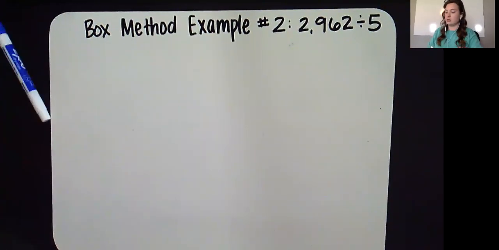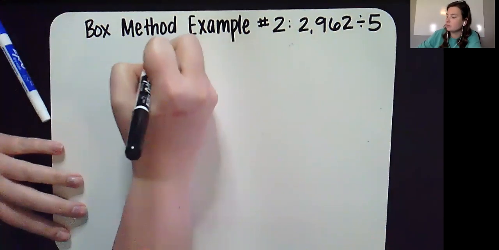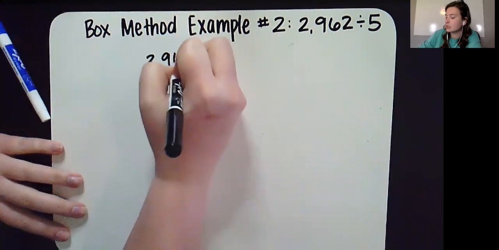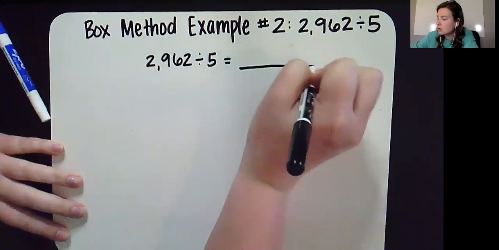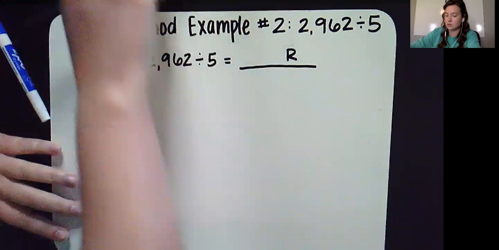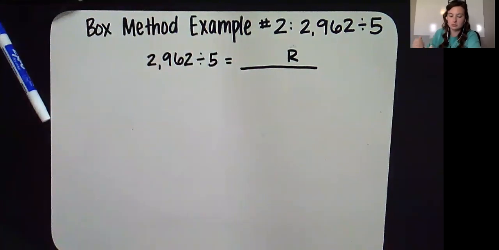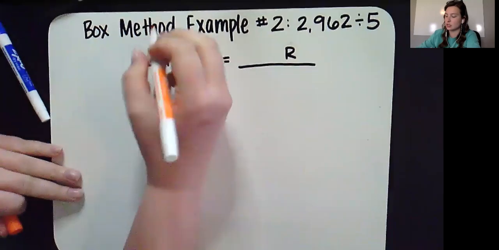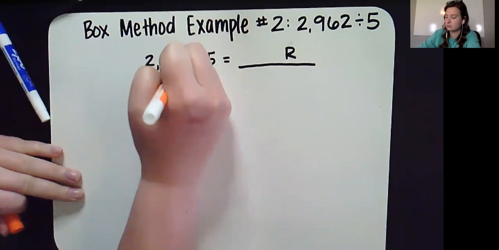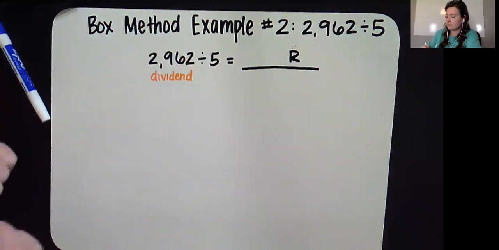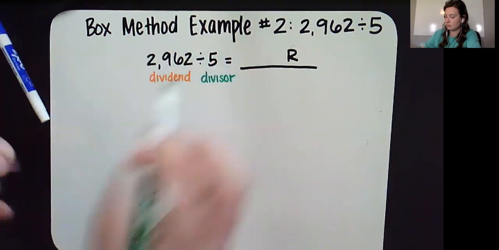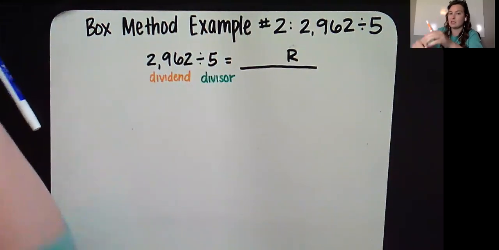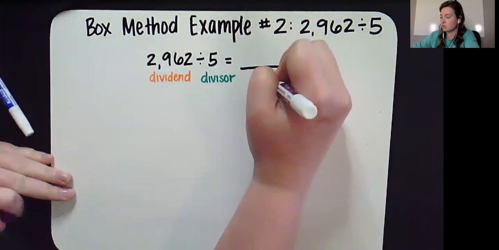Let's start with figuring out what is what. We have 2,962 divided by 5. There will be a remainder in this one as well, guys. So 2,962 is our dividend. Five is our divisor. And this, the answer to our division problem, is our quotient.